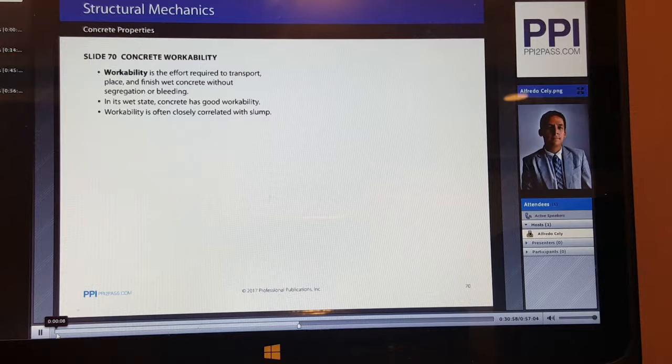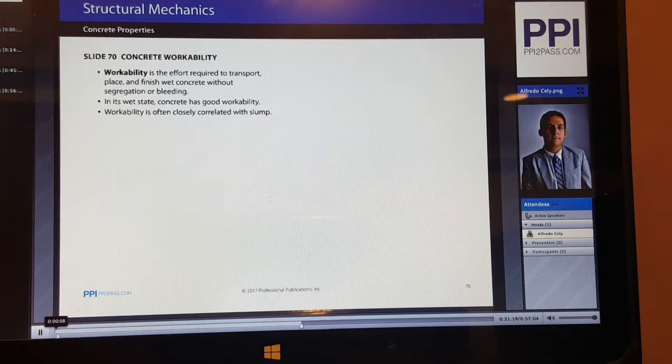So if the concrete is stiff, it will retain the shape of the cone. If the concrete is malleable, it will not retain the full shape of the cone. If the concrete is extremely wet, it will have no shape of the cone. So you can see the two extremes.